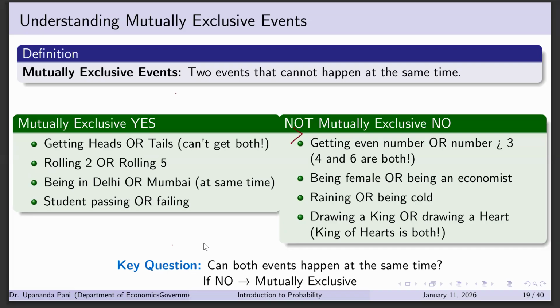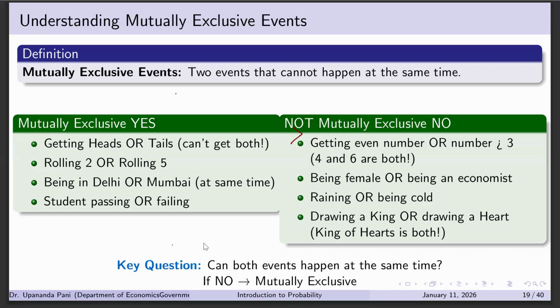Getting head or tail, you cannot get both, as I already told you. Rolling 2 or rolling 5. Being in Delhi or Mumbai at the same time. Student passing or failing. So these are mutually exclusive events.